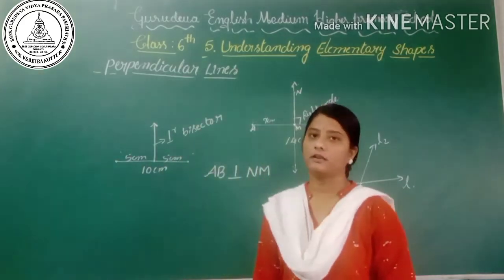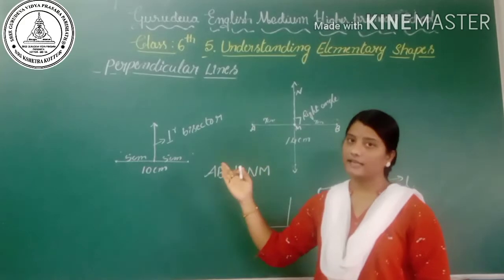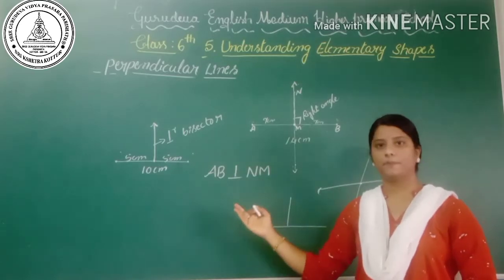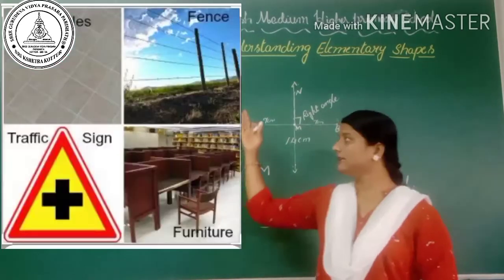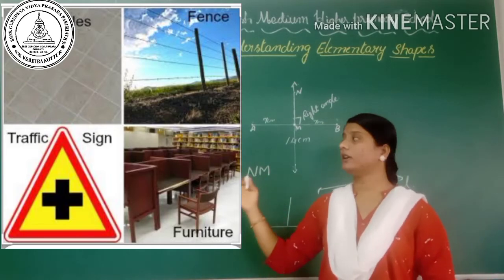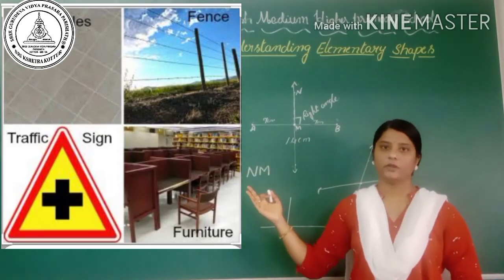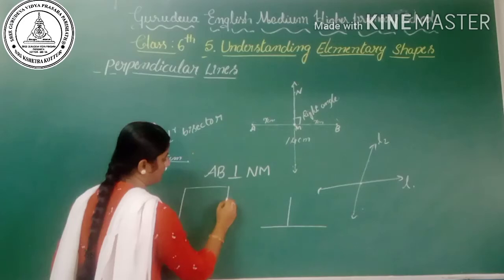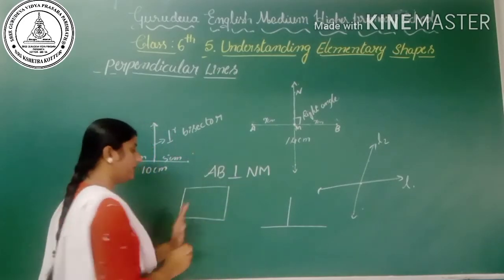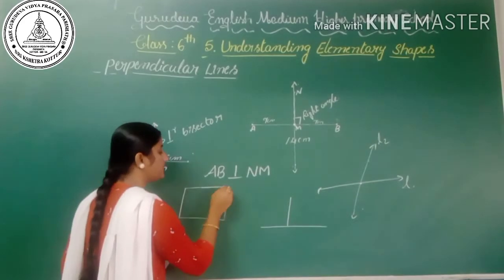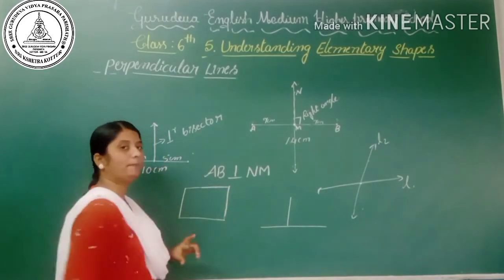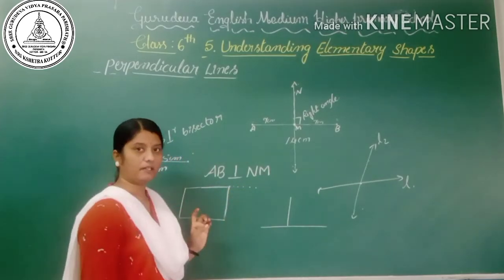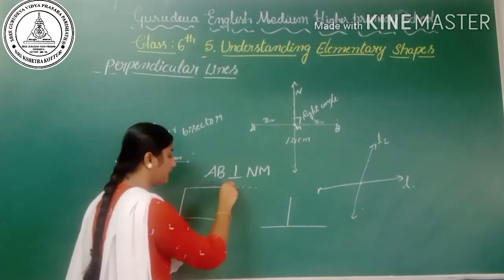What do you mean by perpendicular lines? Two lines intersect and the angle between them is a right angle, then the lines are called perpendicular lines. These are examples of perpendicular lines we can see in our everyday life. For example, if there is a paper sheet or cardboard, the two edges are perpendicular to each other. If we extend the edges, we will get the perpendicular lines.